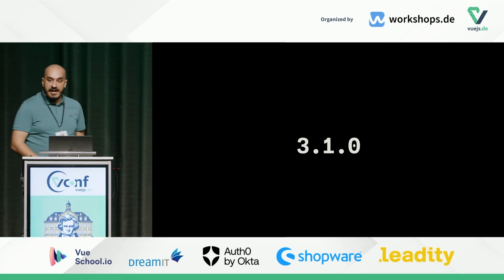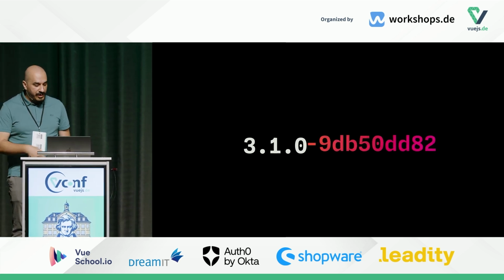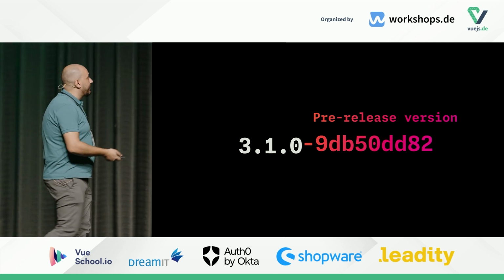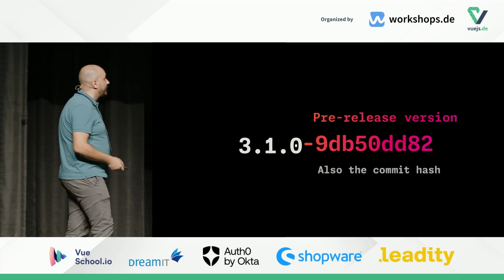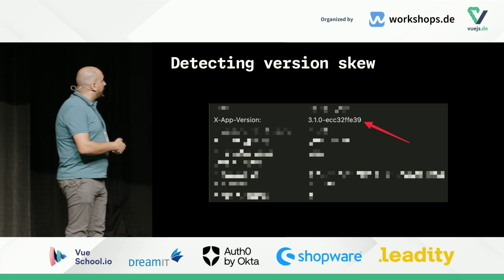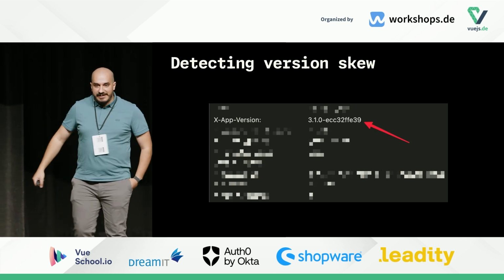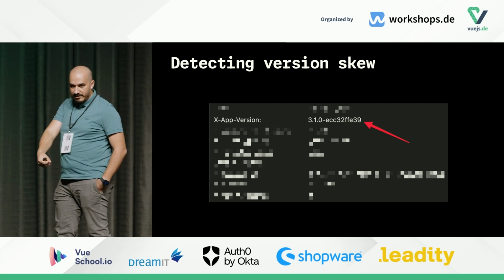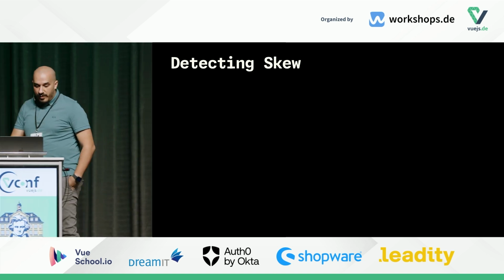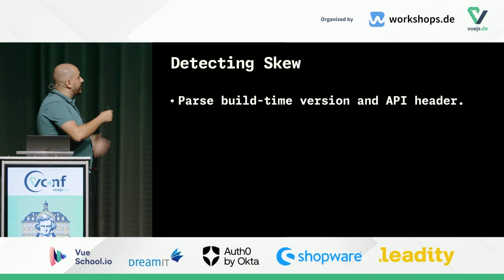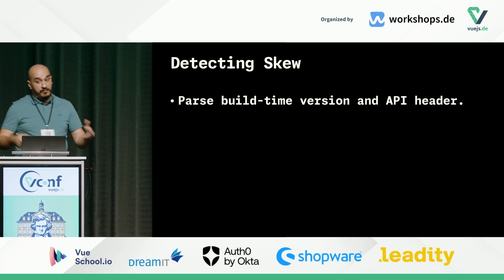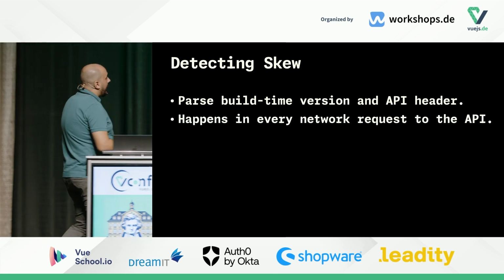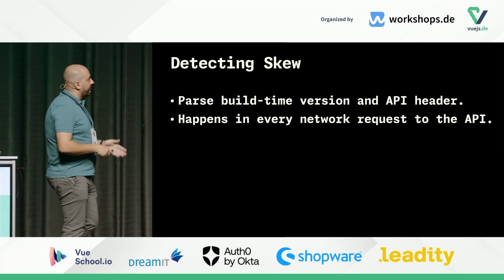Well, we version our app, but with the commit hash as well. We can call it a pre-release version. It's kind of in the semantic release kind of things, but we also put it in the backend as a header. So the backend tells you, I'm expecting this front end to communicate with me. And whenever a change happens, we make sure first to detect that, parse the built version, which is a static value, and parse the API header. And this happens in every single network request, because we ship like crazy.